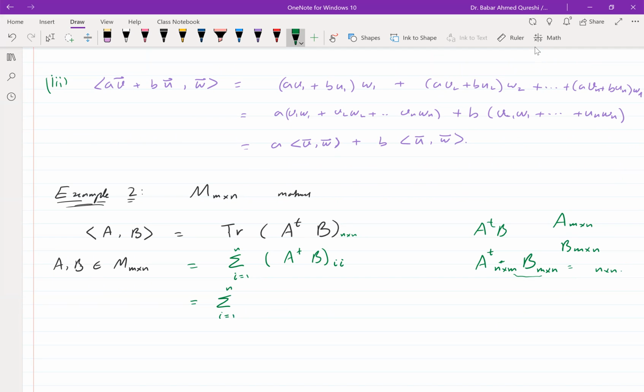But I can write this product. So it's the ith component of this product. How do I write it? I have to introduce another index j, which I sum over. So the ith component of A transpose times B would be this with a sum over j from 1 to M.